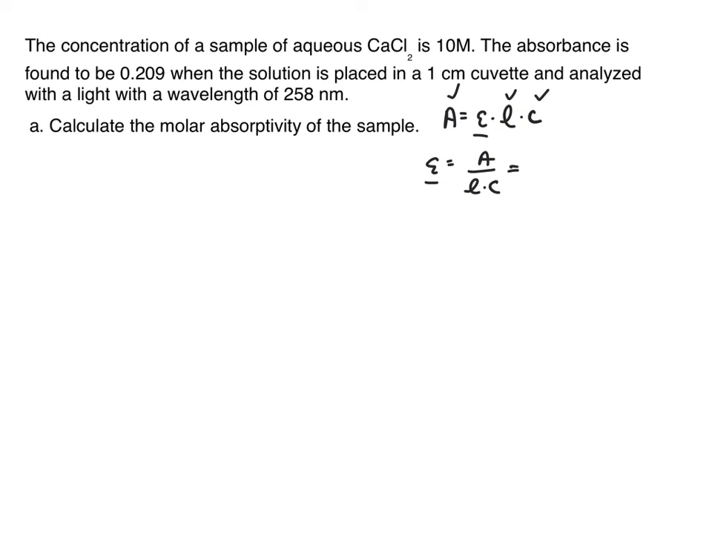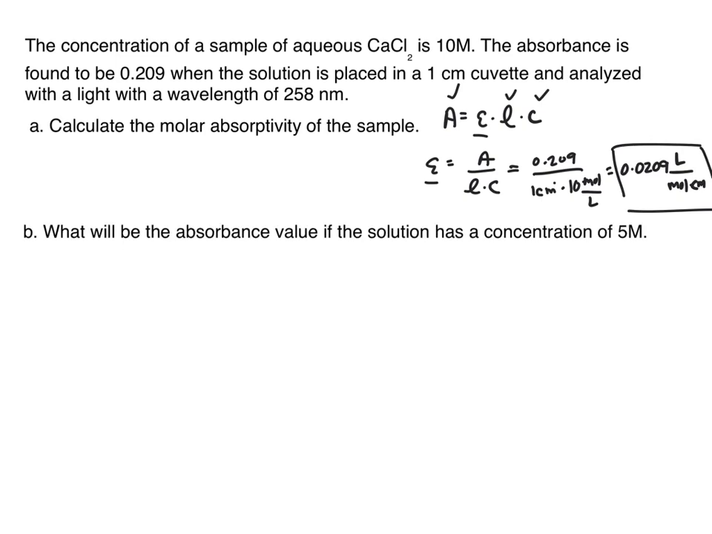If we plug in the values they've given us and do our math, we end up with 0.0209 liters per mole times centimeters as our molar absorptivity value. So we've solved this first problem. Now that we have found our molar absorptivity value, they want us to figure out what the absorbance value will be if the solution has a concentration of 5 molar.